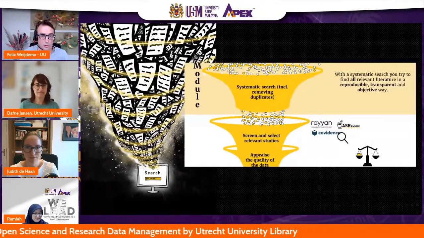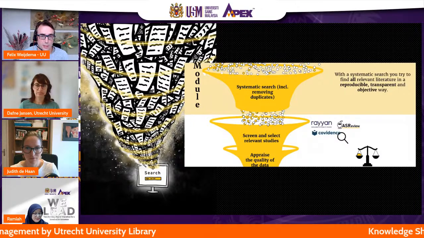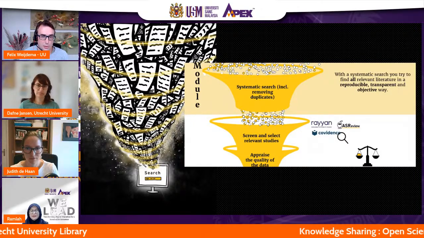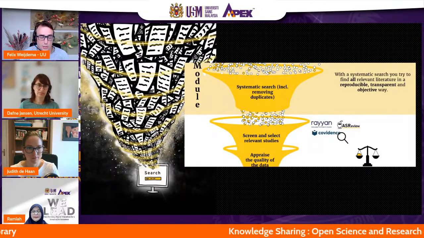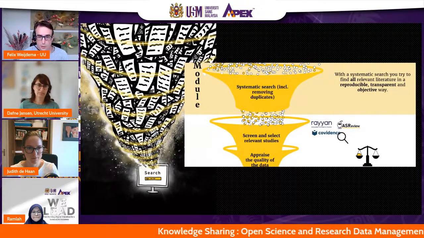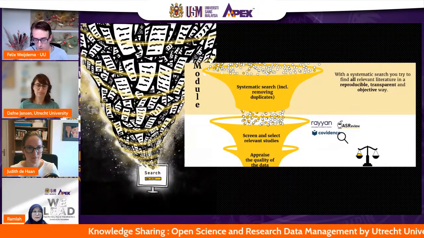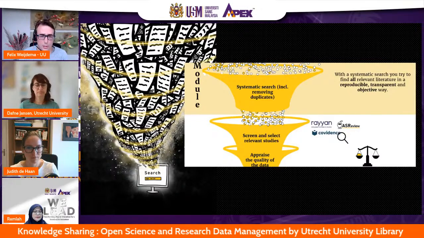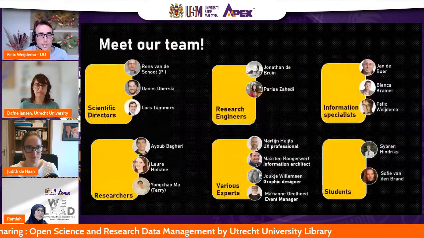And here you see zoomed in the whole systematic review project, where you find items with your systematic search and you have to screen the relevant studies. And you can do it either manually or with software. And ASReview is one of the software tools out there that can help you there.